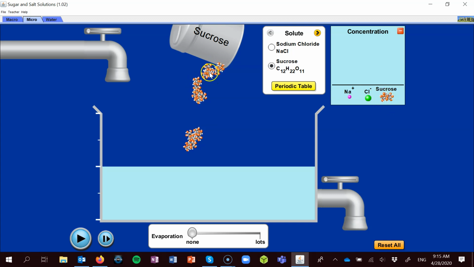So you can see we probably got 1, 2, 3, 4, 5, 6, 7, 8, around 10 or so individual sucrose molecules. Now watch what happens when they hit the water and dissolve.